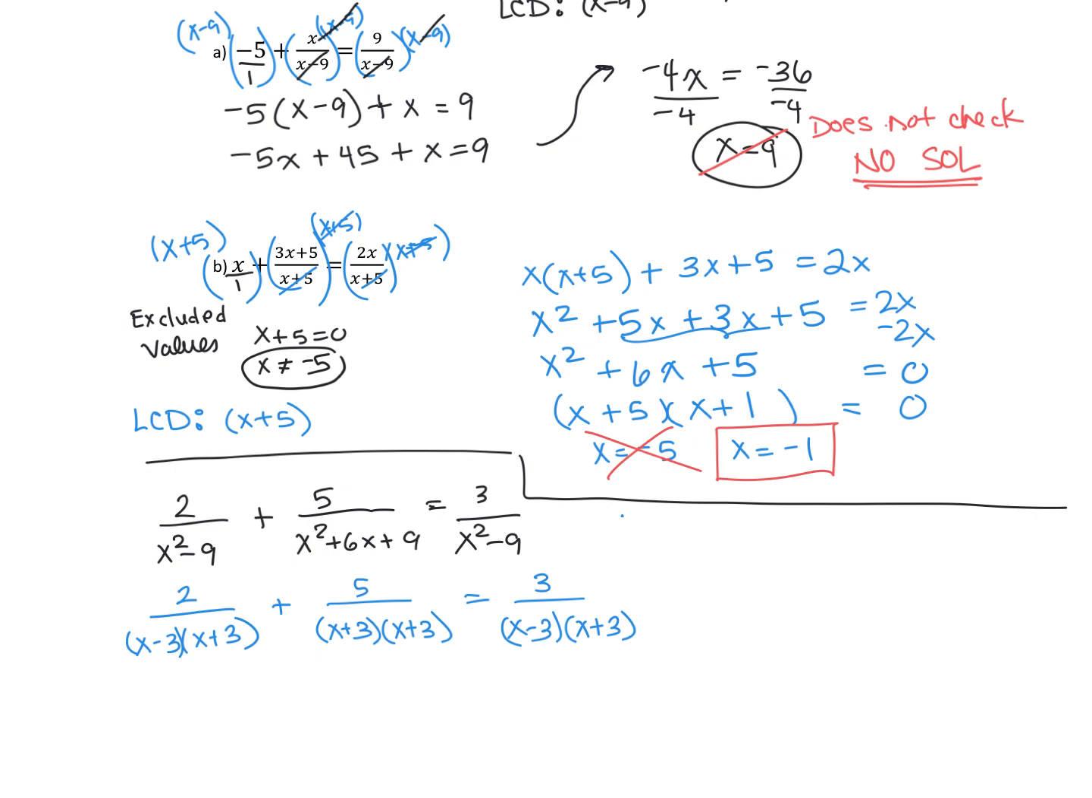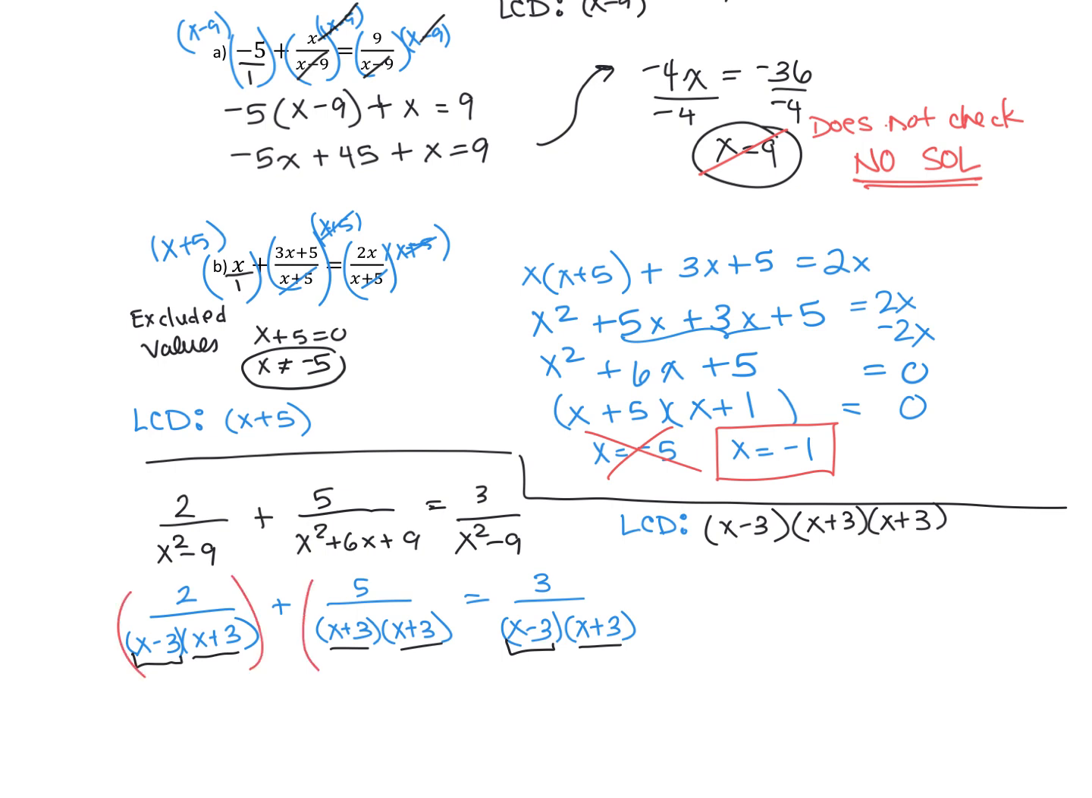So our least common denominator, remember, is each factor, the most number of times it appears in a single fraction. So we have x minus 3 here once and here once, so we're going to use it once. X plus 3 we have here once, and here twice. So I need x plus 3 and x plus 3. I need it twice because that's the most number of times it appears.